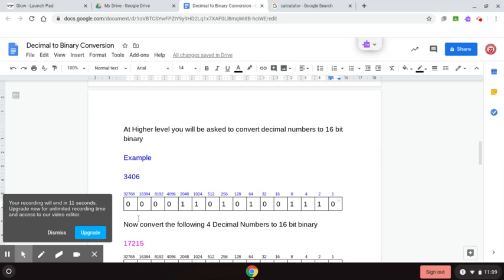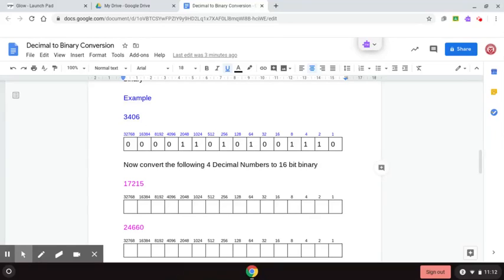So what I want you to do now is, can you do the next 4 numbers below? So 17215 and the numbers below. I'm running out of time, so thanks for listening. It's quite interesting, everyone. So I've only actually got 5 minutes on this free app. So when you get to the 5 minutes, I get cut off. So I need to upgrade to get unlimited video time.